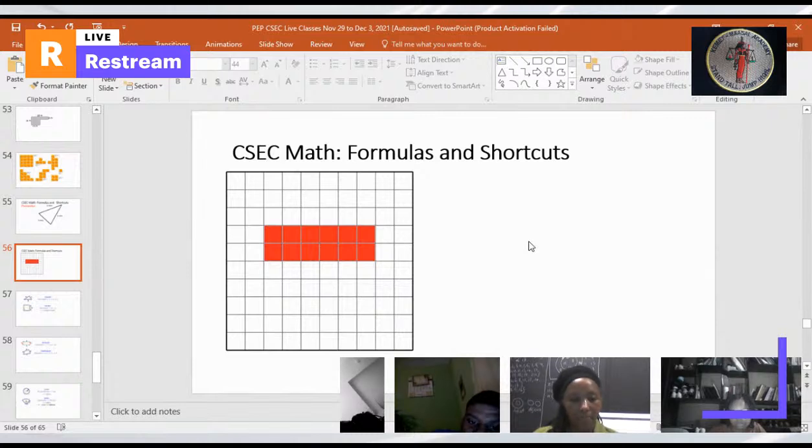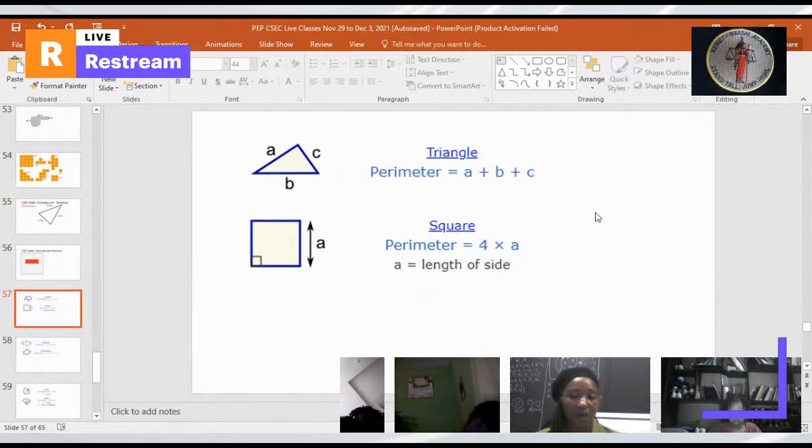It's 12 units, Miss. Are you sure? You said the perimeter of the red rectangle. Miss, 6 plus 6 is 12, plus 4, the perimeter is 16. 16 units, Miss. 16 units, not 12. So 6 and 6, that's the two lengths. And then 2 plus 2 is the two widths. So that's 16. All right.